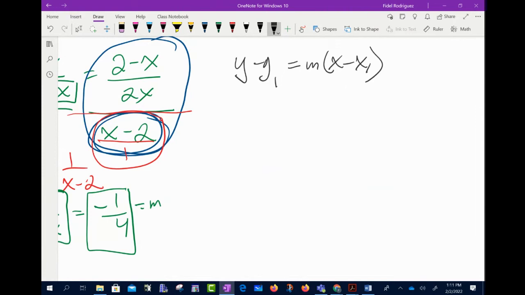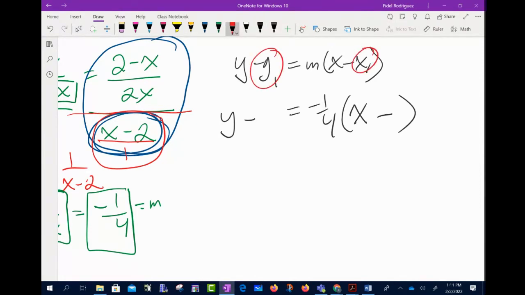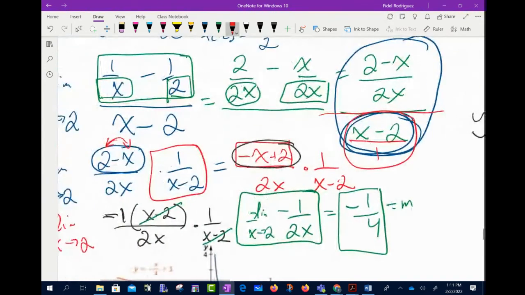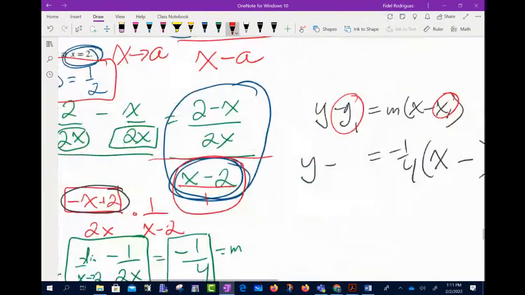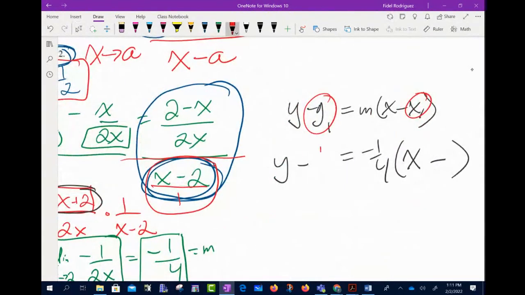Okay, so remember, we already know our slope is negative 1/4. All we're going to do now is plug in values for y1 and x1. So, what are those values for x1 and y1? Those same values we started off with, right? 2, and what's the y value? 1/2 right here, 2 right here.